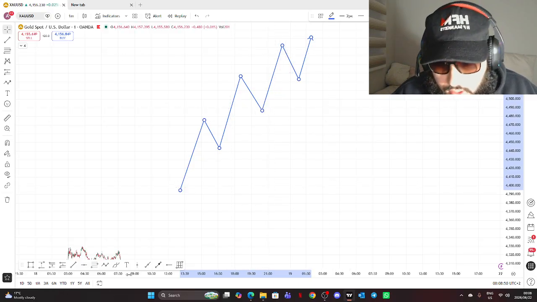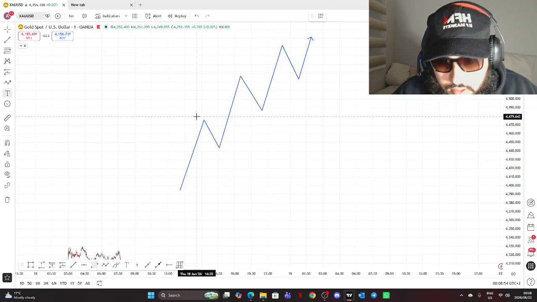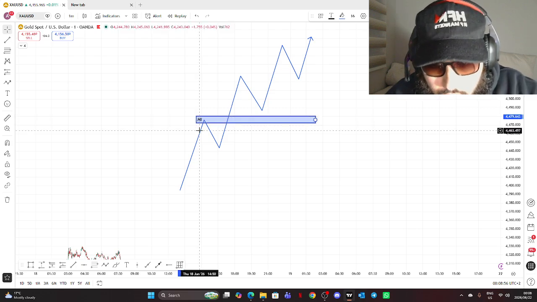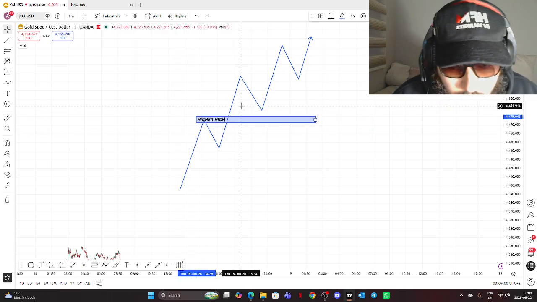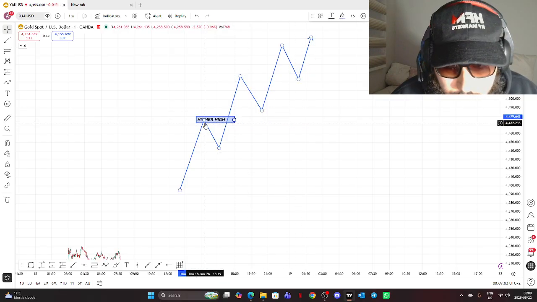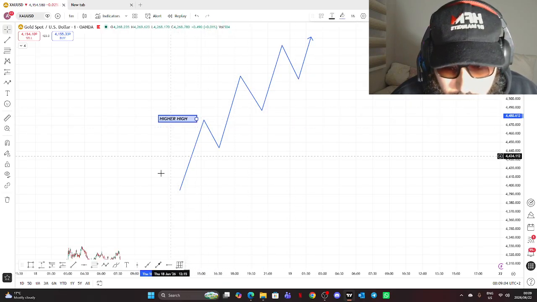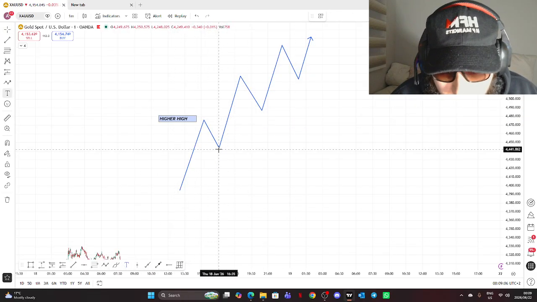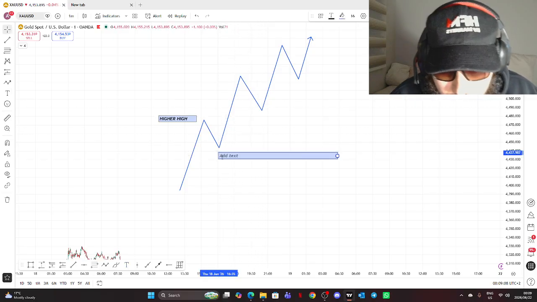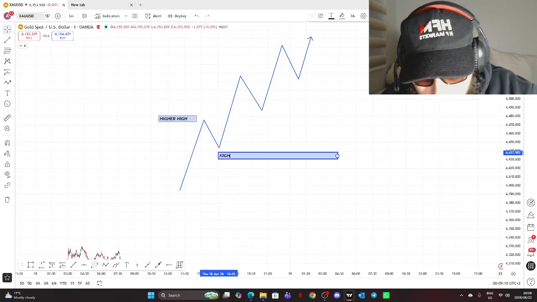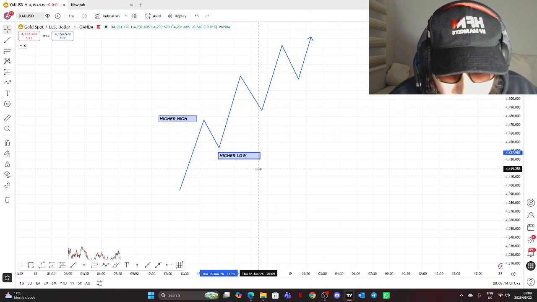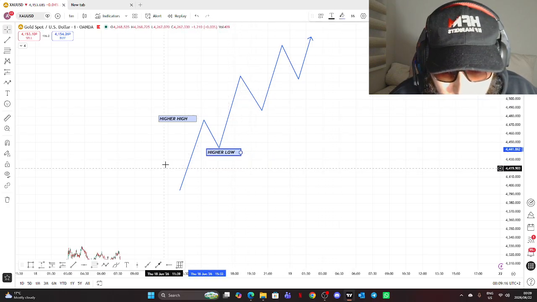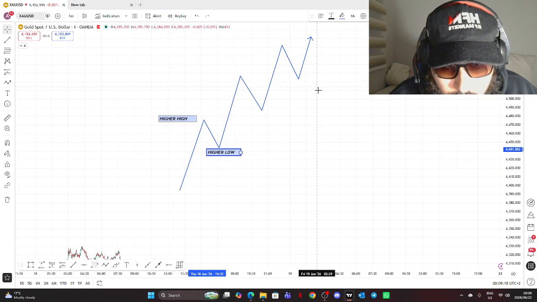Basically, in the uptrend, we are creating new highs: higher high, higher low, higher high, higher low, higher high, higher low. So we can grab our text tool. That's your higher high, okay? Right there, this is your higher low. Perfect. Higher high, higher low. Higher high, higher low.